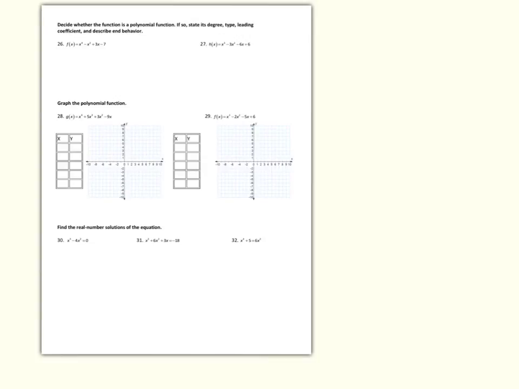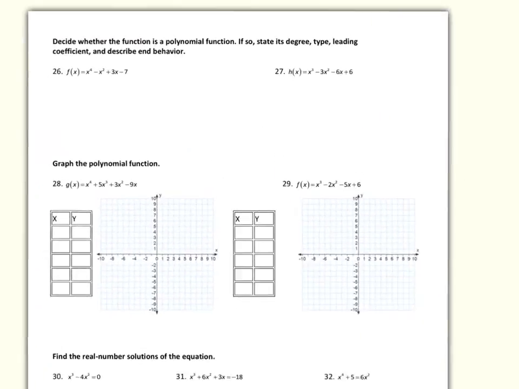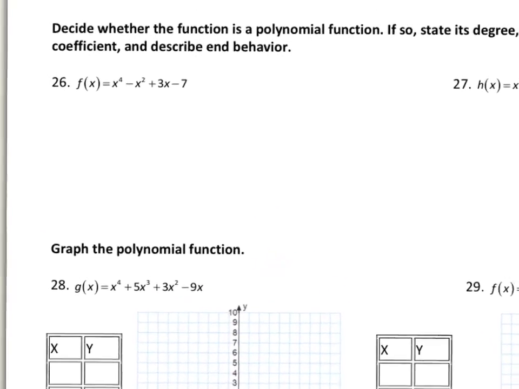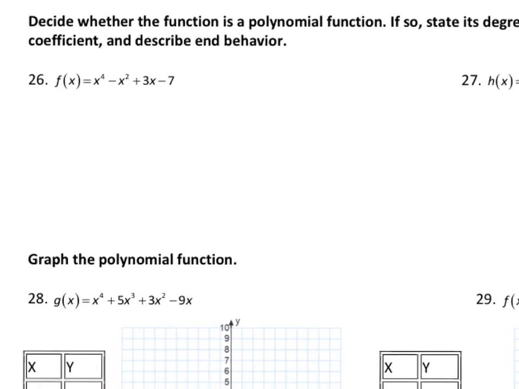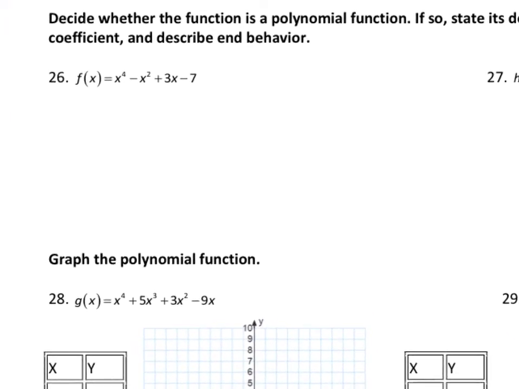All right, for this last page, I just want to talk a little bit about how to identify degree, the type, the leading coefficient, and describe the end behavior, because those are all important things as far as polynomial functions are concerned. So if I look at problem 26 here, there are a bunch of things it asks me to do. Number 1, it says state the degree. The degree is your highest exponent, okay? And if you're finding zeros of a function, the degree typically tells you how many zeros you're going to have. So in this particular case, degree is 4 because the highest exponent is 4, okay?